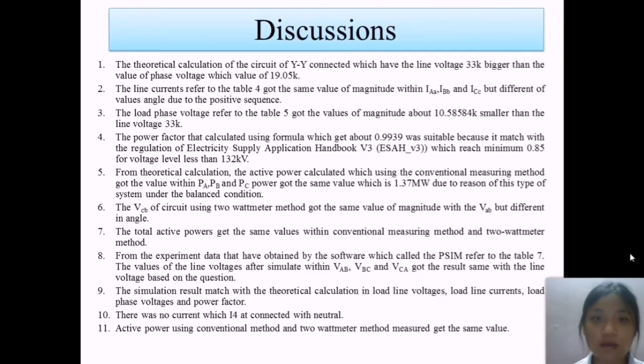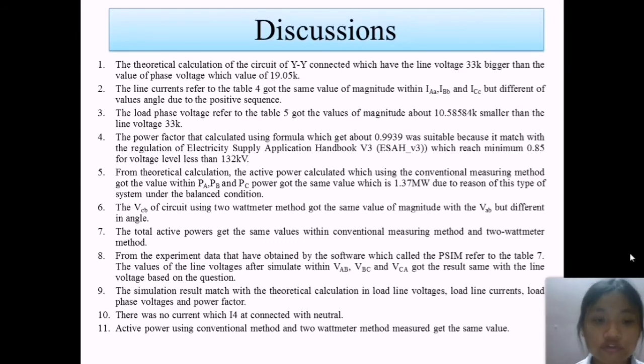This slide is talking about discussions. What is the discussion of my project? First is the theoretical calculation of the one-wire connection circuit, which has a line voltage of 33 kV, bigger than the phase voltage of 19.05 kV. The second is that the line current, referring to Table 4, has the same magnitude for IAA, IBB, and ICC but different angles due to the positive sequence.